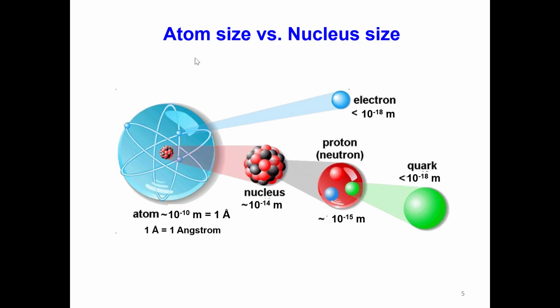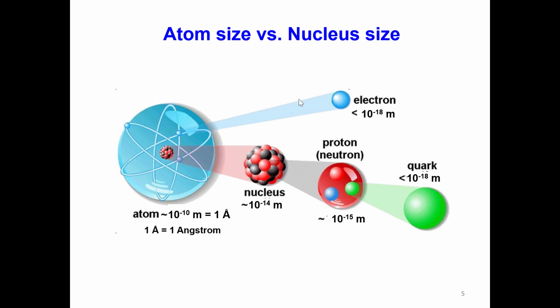Now let's talk about atom size versus nucleus size. The atom size is about 10^-10 meters, which is 1 angstrom. The size of the nucleus is 10^-14 to 10^-15 meters, depending on the element. What we can see is that the size of the nucleus is 4 orders of magnitude smaller than the size of the atom.